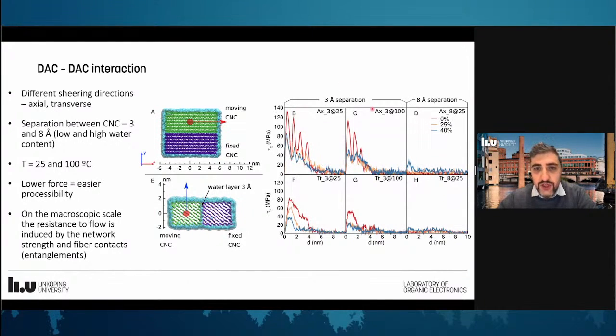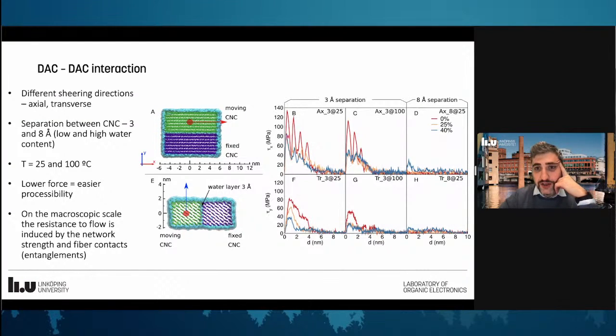In the top panels here, we see the axial force that we apply, and the resulting force of these simulations when the initial separation distance is 3 angstroms. 3 angstroms is about 1 water layer between them, and 8 angstroms is several water layers. First we see that the force is much higher for native cellulose, and we see this stick-slip behavior, which corresponds with this period of about 1 nanometer, which corresponds to the C dimension of the cellulose structure.